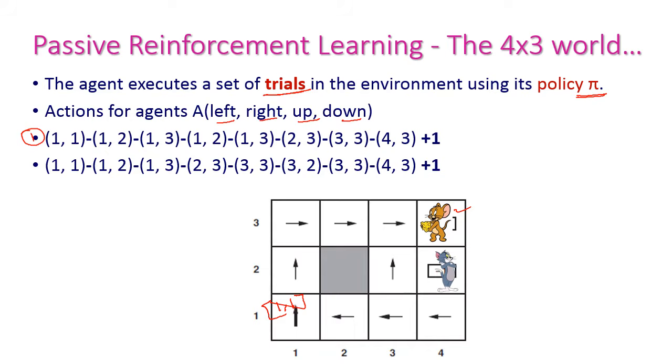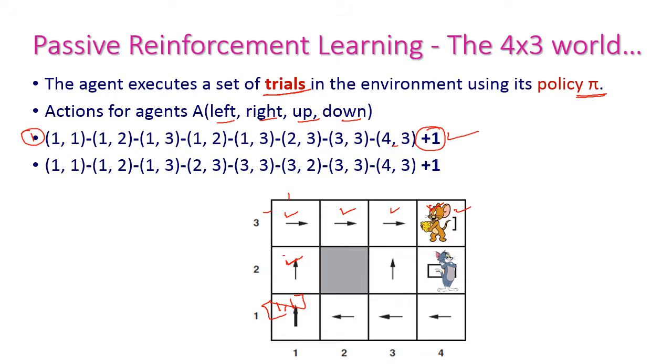After that 1,2. So this is 1 comma 2, 1 comma 3, again 1 comma 2, because we cannot move in the up direction or left direction. So it will again come to 1 comma 2 and 1 comma 3 and 2 comma 3, 3 comma 3, 4 comma 3. So 4 comma 3 means goal state, that is the positive goal state, hence the program will be terminated with a success message.